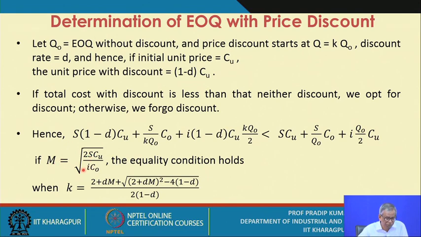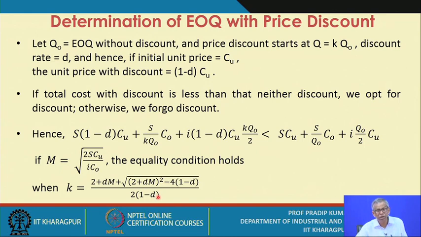Is it okay? So if M is root over twice SCU by ICO, the equality condition holds when K, that is the unknown. So I need to determine the value of K. So the expression for K is 2 plus dM plus root over (2 plus dM) whole square minus 4 into (1 minus d), divided by 2 into (1 minus d).